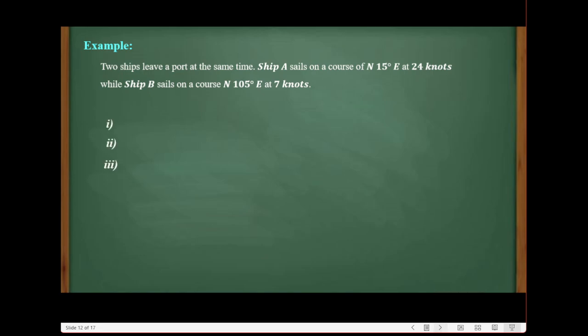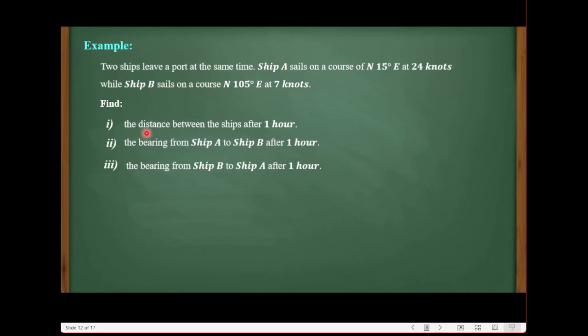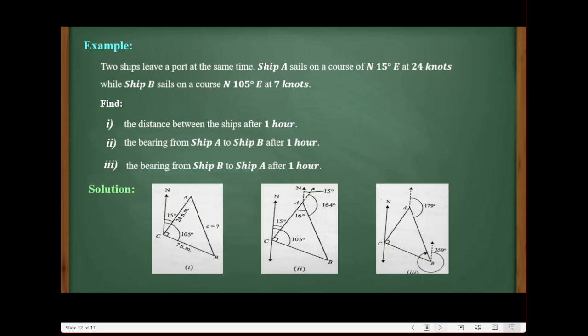Now, what is being asked from this problem? Okay, so we are going to find the following. The distance between the ships after 1 hour. Next, the bearing from ship A to ship B after an hour. And the bearing from ship B to ship A after an hour. So for our solution, we have these 2 figures. So in order for us to answer the first problem, we need to illustrate. So this is the illustration. For number 2, this is how we illustrate the situation. And for the third one, this is it.